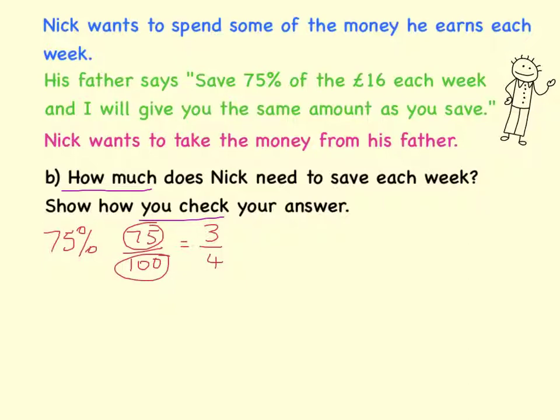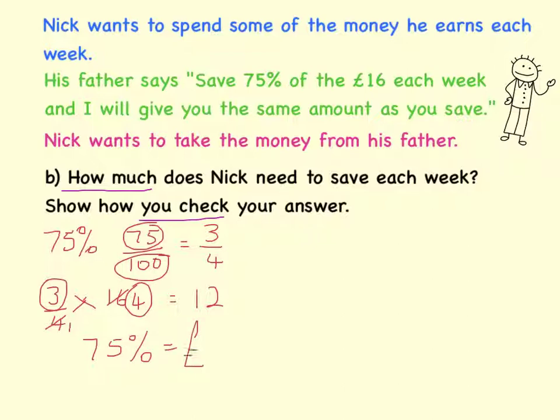We need to work out what 3/4 of £16 is. So 3/4 times 16. We know that 4 goes into itself once and 4 goes into 16 4 times. If we multiply 3 by 4, we will get 12. So 3/4 of £16, 75% of £16 is £12.